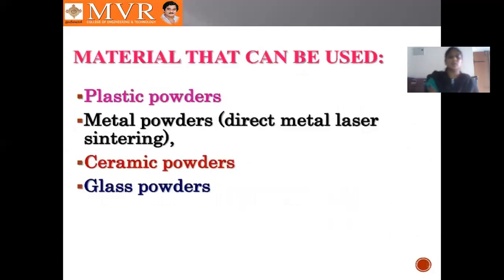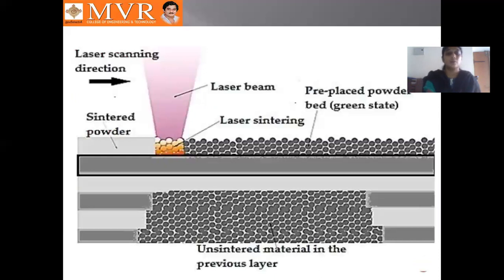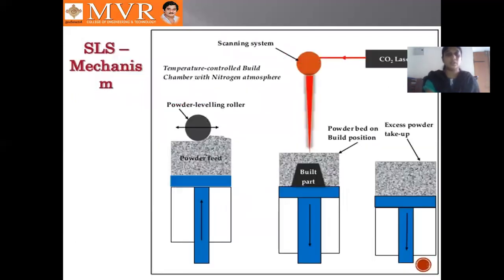Okay, the materials that can be used are plastic powders, metal powders, ceramic powders, and glass powders. Okay, glass powders, and this SLS mechanism works with the help of the scanning system and a carbon dioxide laser beam system. So the build chamber is temperature controlled, with a nitrogen atmosphere.